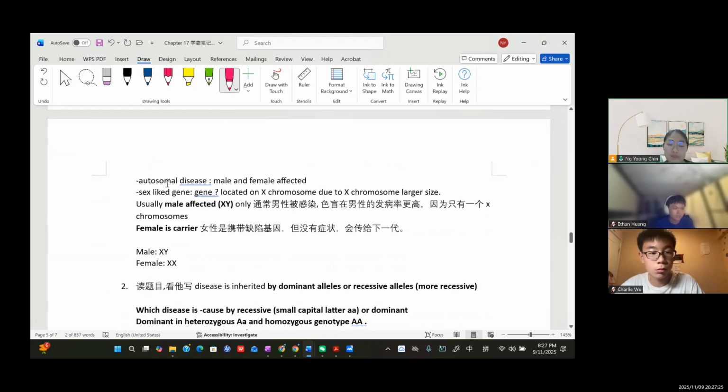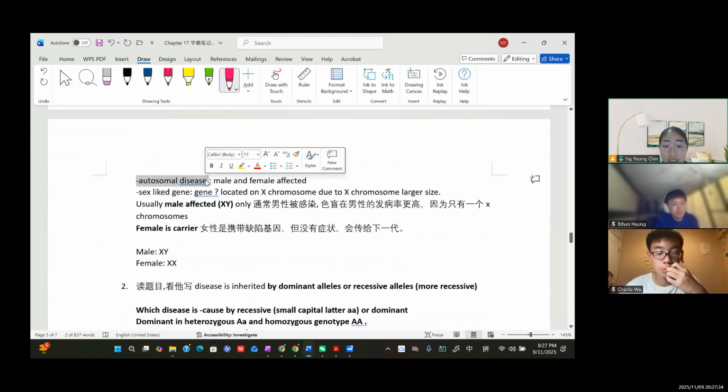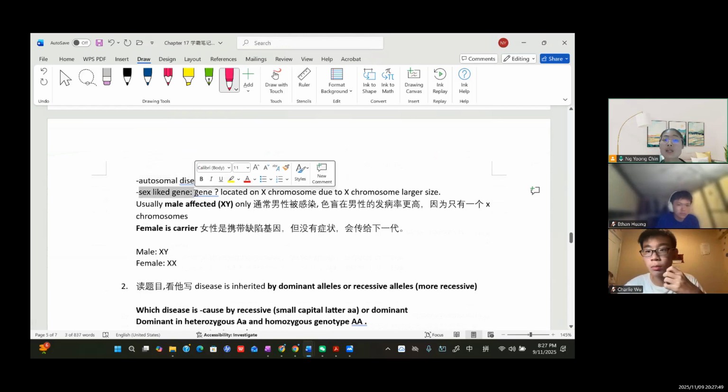So you should read the question and identify it, because for an autosomal disease, usually male and female are equally affected. They have the same probability of getting affected because it's autosomal, not sex-linked. But in a sex-linked disorder, usually the defective genes will be located on the X chromosomes.